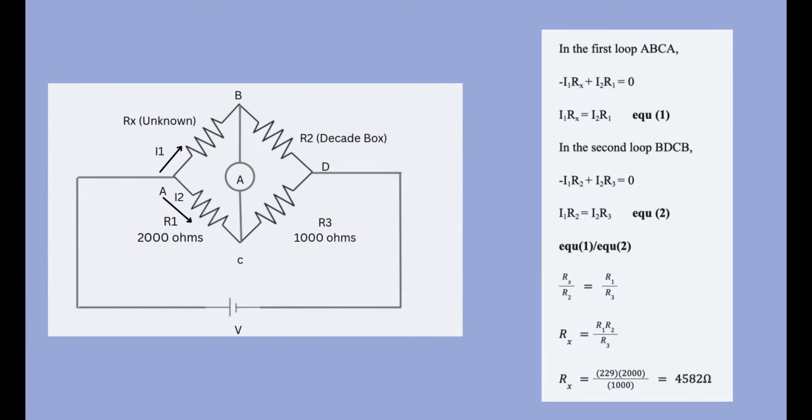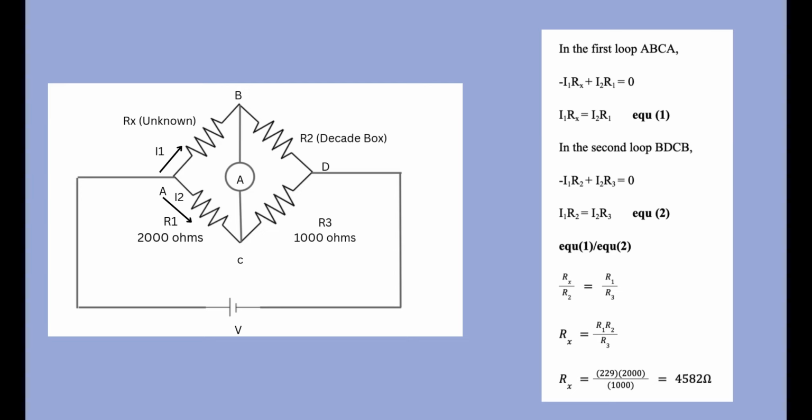Now again, let's look at the diagram. From point A, we have two currents coming up. Let's say they are I1 and I2. So in the first part ABCA, using the Kirchhoff voltage law, we can say that I2R1 is equal to I1Rx.